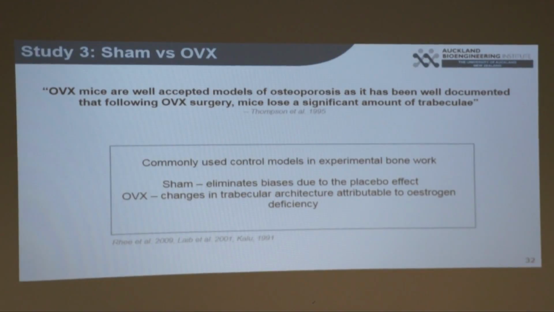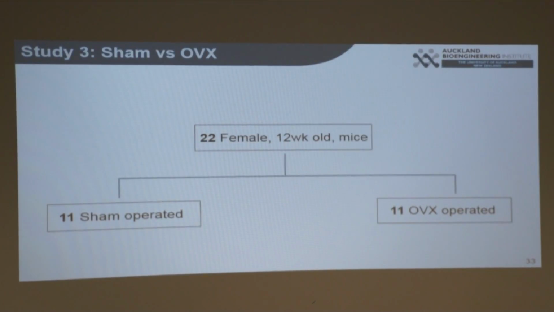Now, both sham and OVX mice are commonly used controls in bone experimental work. Sham surgery just eliminates any biases due to the placebo effect, while the OVX mice actually have changes in their trabecular architecture, and that's attributed to a deficiency in estrogen. And so we had 22 female 12-week-old mice randomized into two groups, sham or OVX operated.